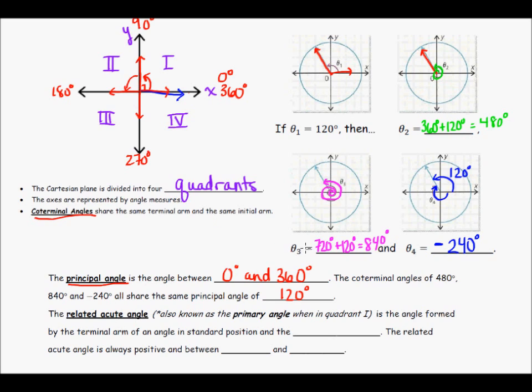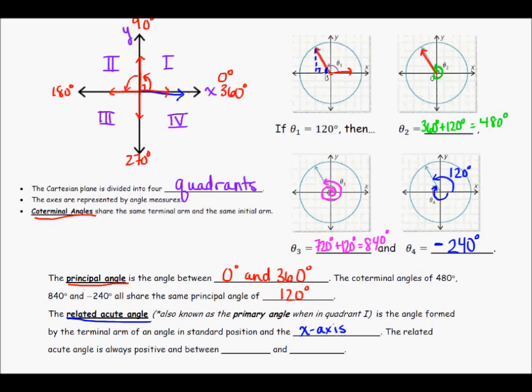The related acute angle is the angle that's formed by the terminal arm of an angle and the x-axis. If we look at the first diagram up here, if I were to use this terminal arm and drop down a vertical line perpendicular to the x-axis, the angle that is formed in this triangle is called the related acute angle.